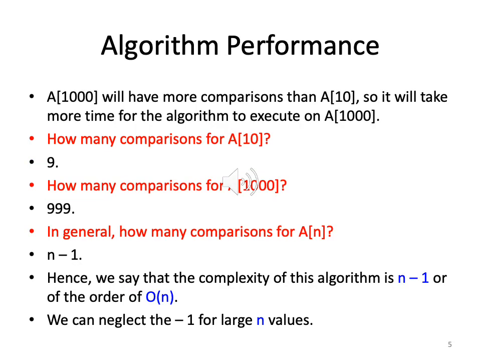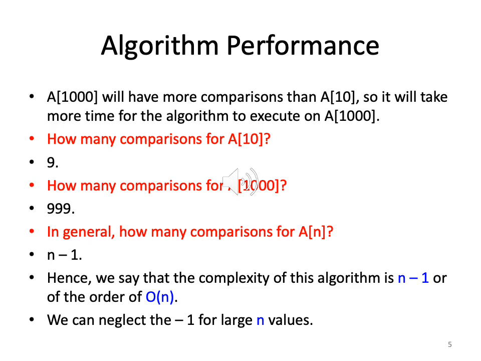Now I am on slide number 5. Like slide 4, this one is also titled Algorithm Performance. We just determined that the comparison is the key operation for finding the maximum, the comparison between the current maximum element and the next array element. We observe that A1000 will have more comparisons than A10, because eventually you have to walk through the whole array.